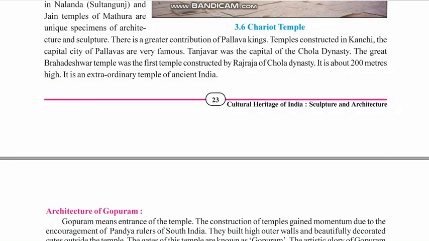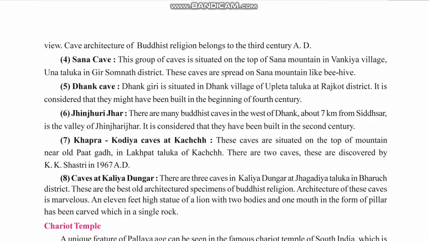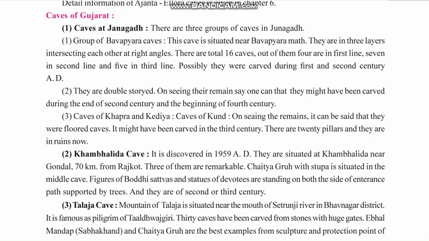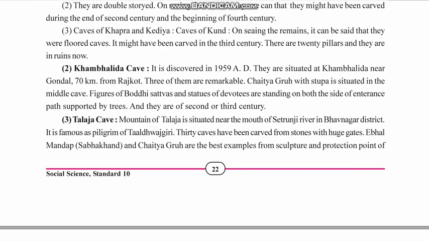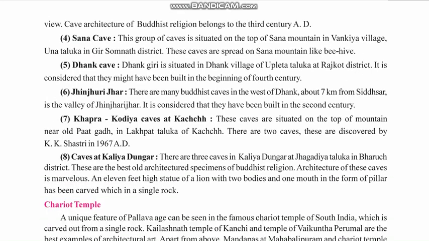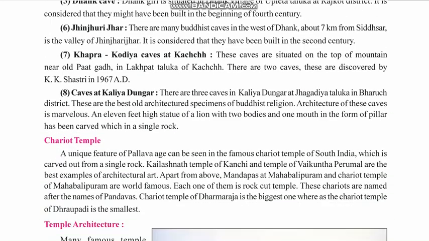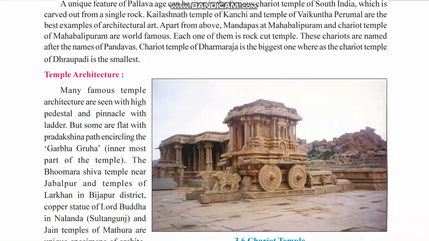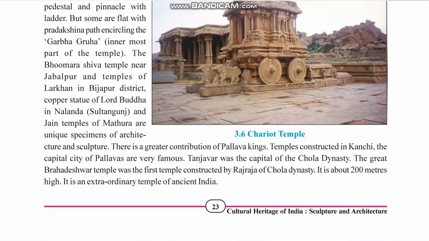So in this particular video lecture we saw the caves of Gujarat, caves of Junagadh, Khambhalida Caves, Talaja Caves, Sana Caves, Thana Caves, Chinchuni Jar Caves, Khapra Kodia Caves, and the Caves of Kalya Dungar. We also saw what Chariot Temples are. We also read about the Pallava kings and the temple architecture of that time.